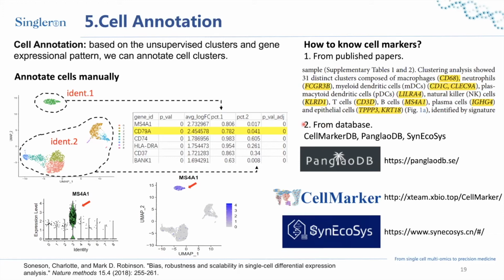The other way is from the databases. Here I listed some of the databases we widely use. One is CellMarker, one is PanglaoDB, and one is SynEcosys, that is developed by Singleron. These databases have collected so many marker genes from different cell types from different tissues, and all of them have marker genes for human and mouse, so you can check the marker genes from any of these databases.